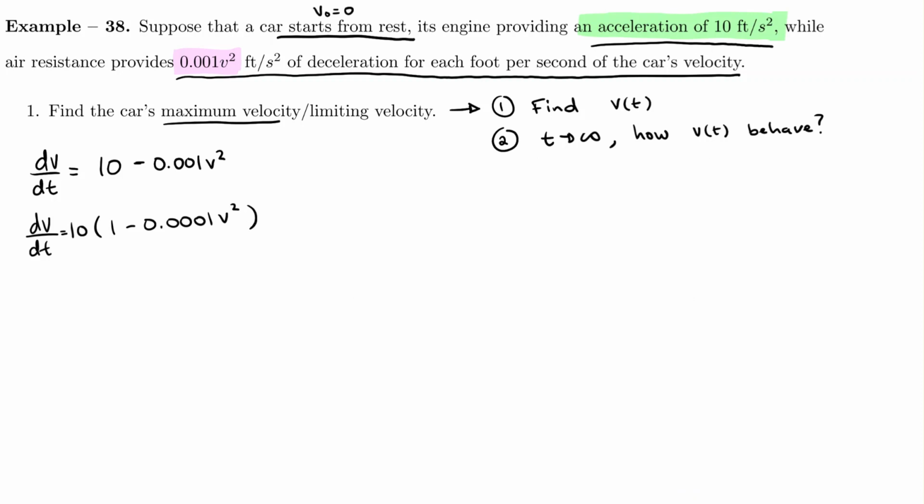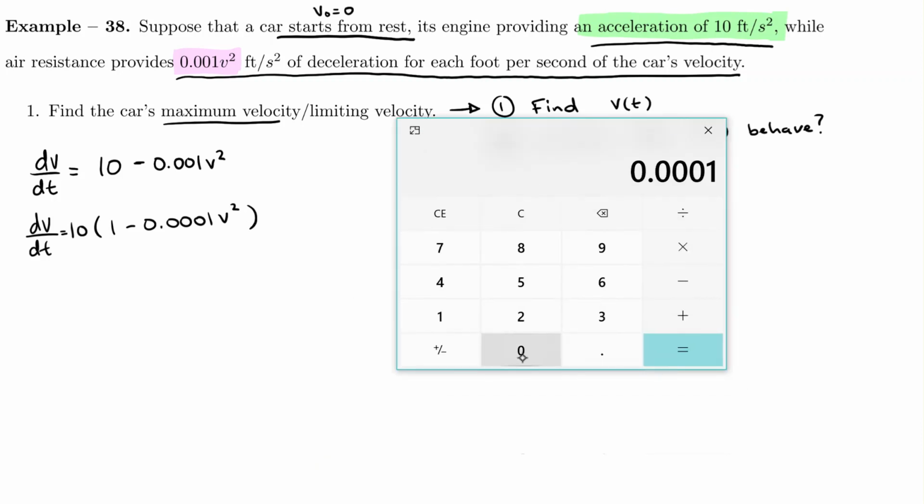And one reason this is going to be beneficial is 0.01 times itself. So if I square that, I get 0.0001, which means what I'm looking at here is a difference of perfect squares. That's going to be valuable to us because as I try to create this separable differential equation, I'm going to move everything involving v to the other side. I'm going to get 1 over a difference of perfect squares.